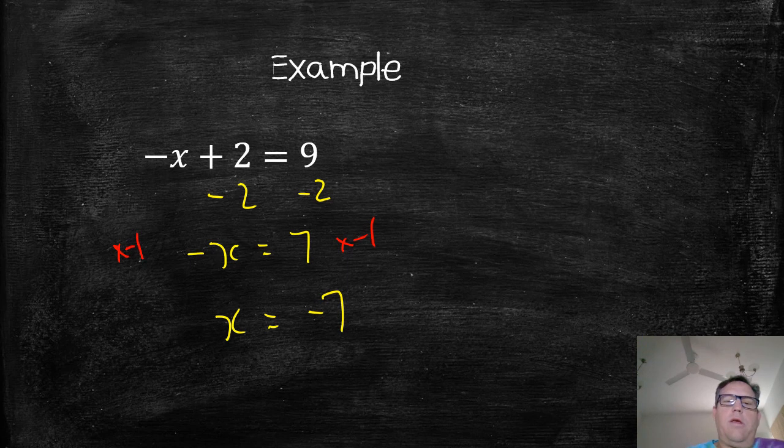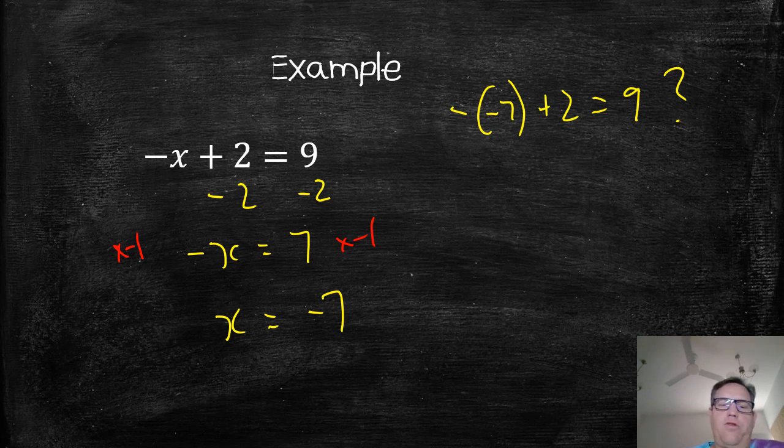Does this work? We can check it. Is -7 plus 2 equal to 9? Is that true? Yes, that is correct. So our answer is correct.